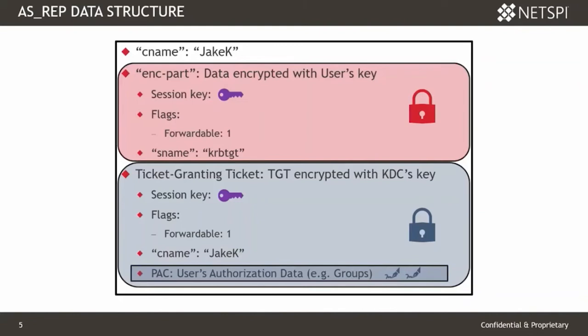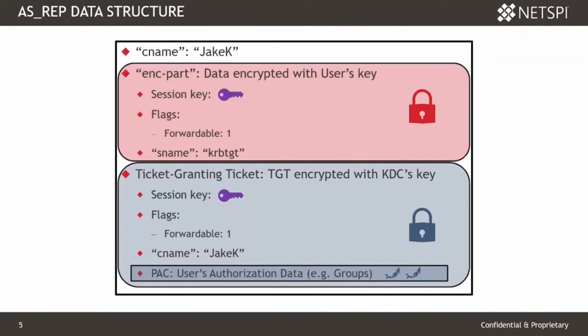The third part is the ticket. Notice that it's in blue. The ticket in the ASREP is encrypted with the KDC's secret key. The user can't read the contents of the ticket. They know the ticket's there, but it's just an opaque encrypted blob of data. The ticket in the ASREP is called the Ticket Granting Ticket, or TGT, because as we'll see in a moment, this is used to obtain more tickets. So the user will extract this ticket from the ASREP and save it for later.